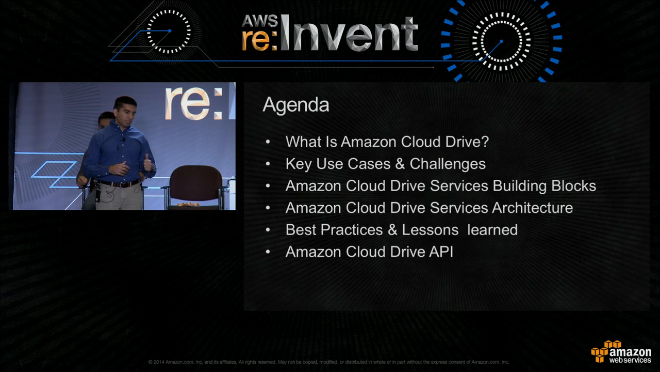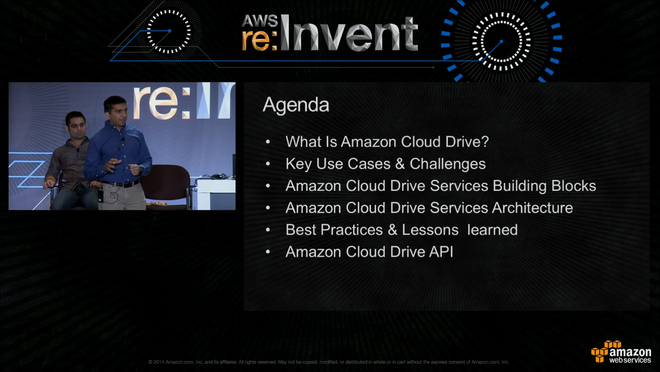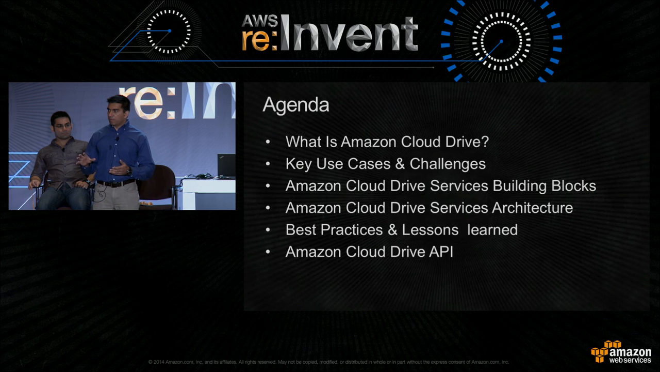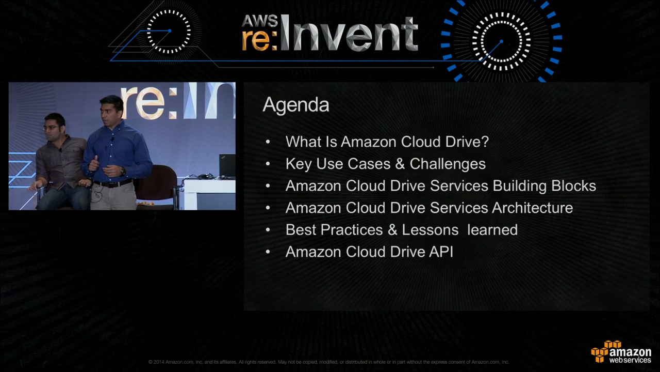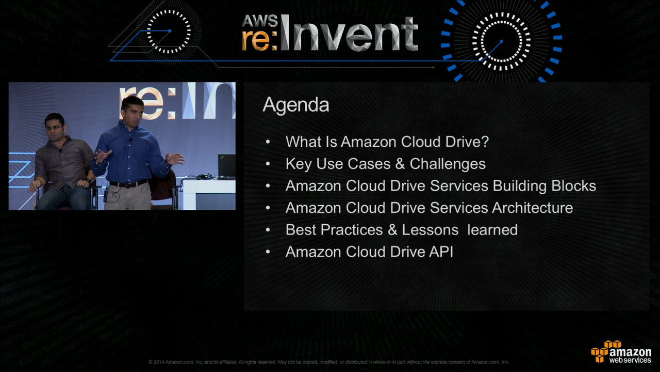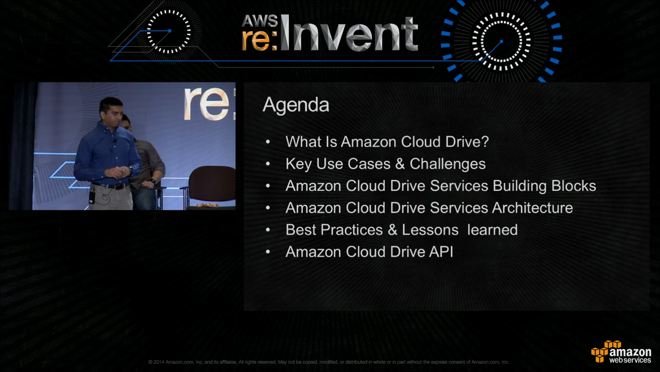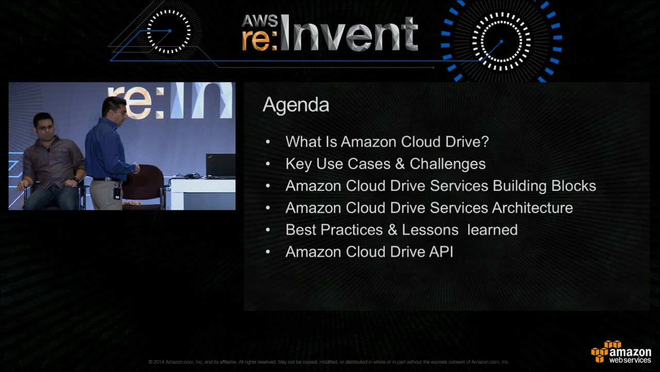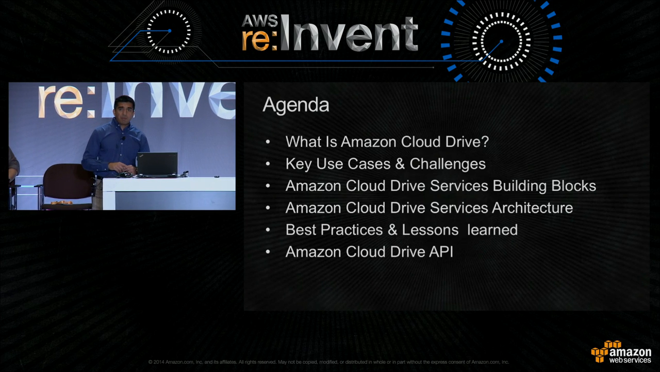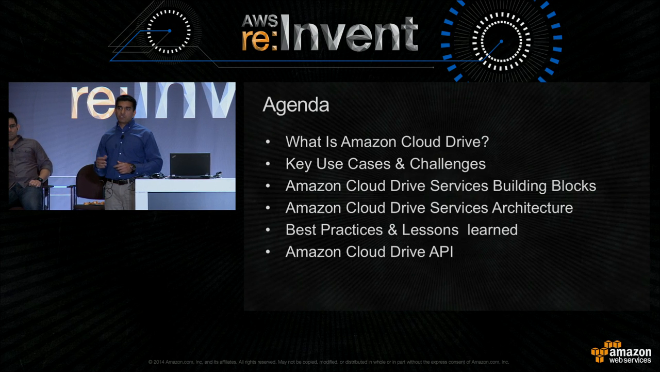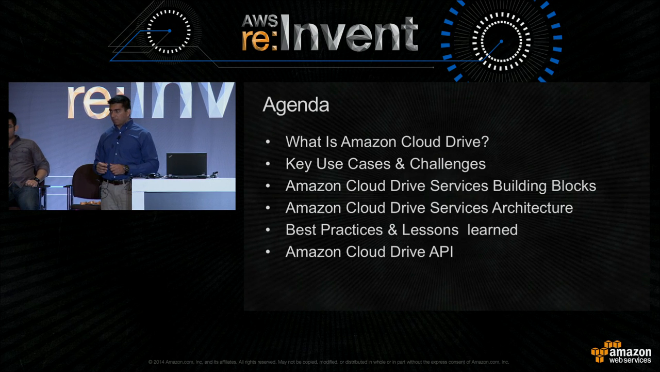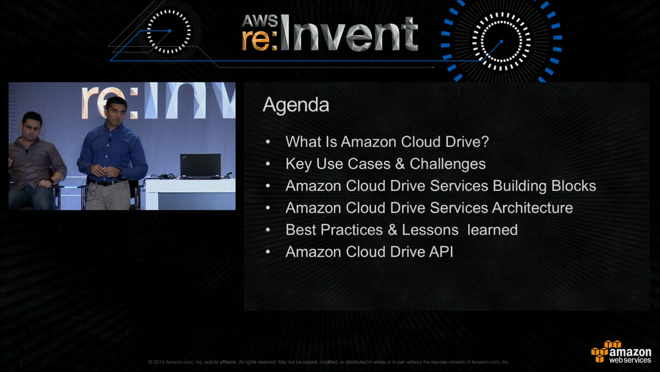And then Ashish will get deep into some of the key components, like how we built a very scalable and robust asynchronous pipeline, which enables our content and metadata ingestion. And also, we leverage different AWS data stores, so how do we manage the data consistency across different AWS data stores? And then finally, we will share with you the Amazon Cloud Drive API. This is a new offering we just announced this week. This enables all developers to build cool applications on top of our services.